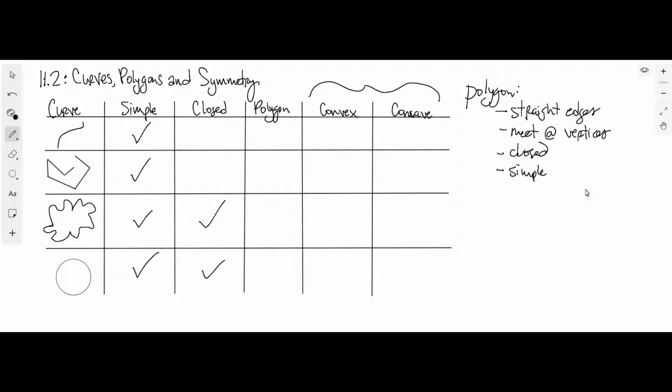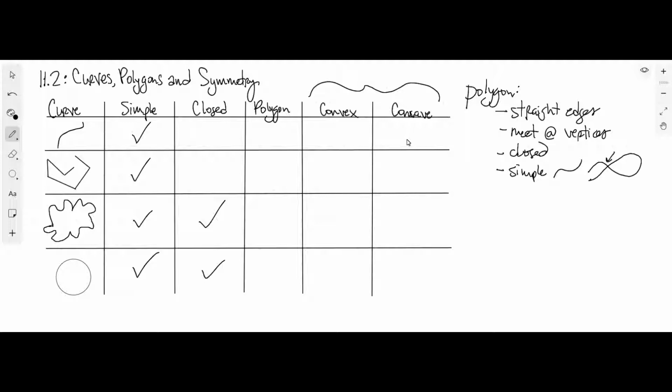Something that is simple does not have any crosses through it. So this is simple. This is not, because it has that cross through it. So none of these figures meet all of these qualifications, so there are no polygons in these four. I'm going to give you some more in just a minute.